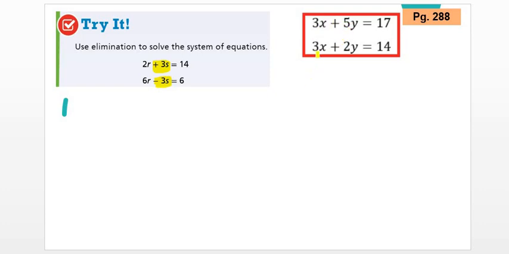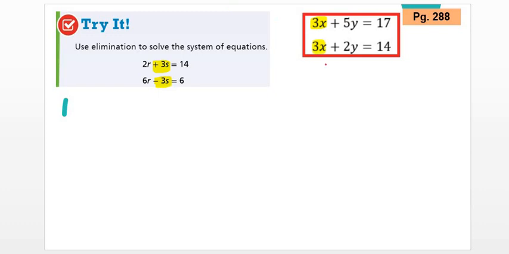Now look at the second example. When I compare the like terms, I found that 3x and 3x have the same coefficient. The x variables have the same coefficients, but when I look at the y variables, they have different coefficients. So that means y is not going to help me. Only this x can help me. But what is the problem now? The problem is they do not have different signs, right? How will I eliminate them? To eliminate the variables, their coefficients should have different signs.